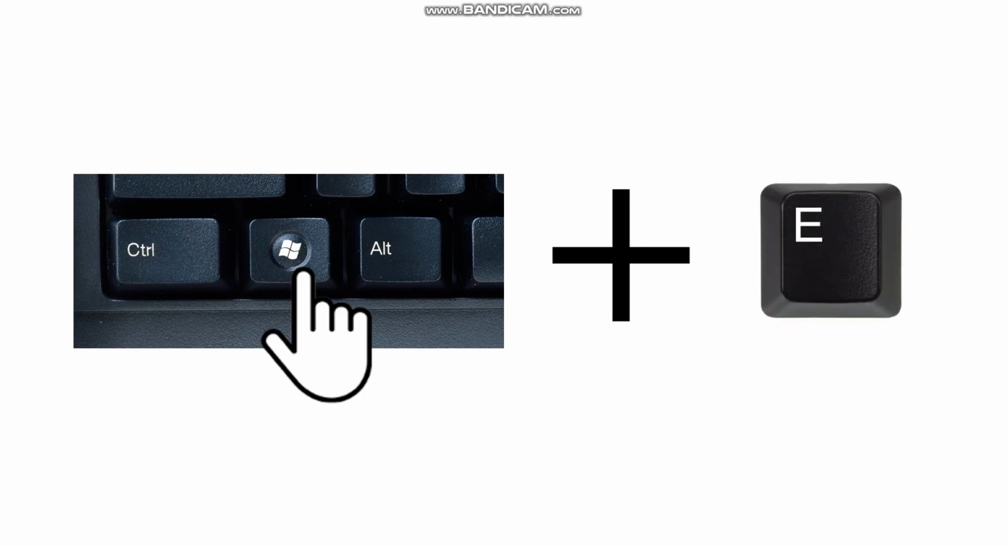How can you open a file and folder? See, on your keyboard, you have this Windows icon. You need to press that with the E key on your keyboard. You need to press both of these buttons at the same time to open the File Explorer. This is the first way.